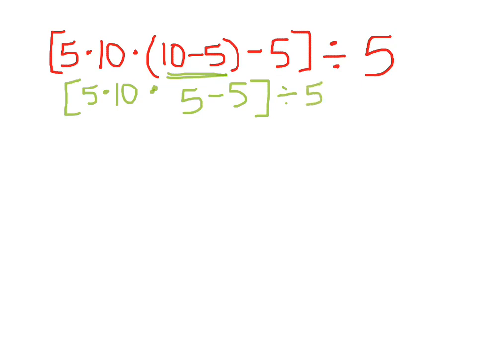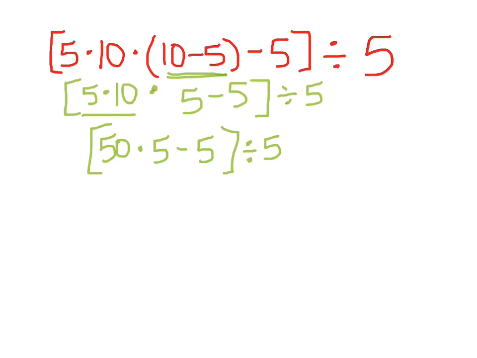divided by 5. Okay, so 5 times 10 times 5 minus 5. Well, I said multiplication twice, but we're going to go in order from left to right. So I'm going to start with 5 times 10, which is 50, times 5 minus 5. That all goes inside the bracket, divided by 5.